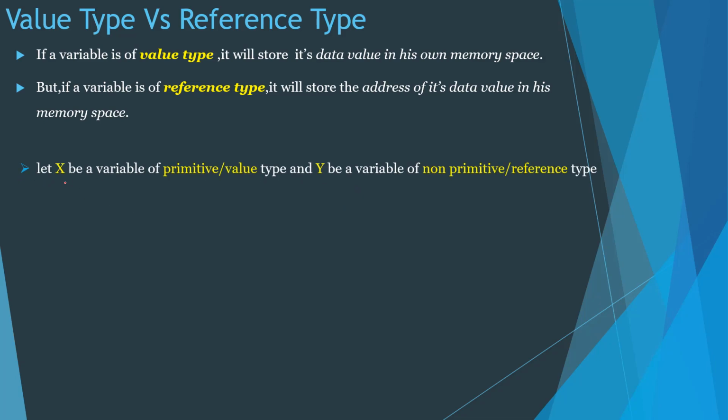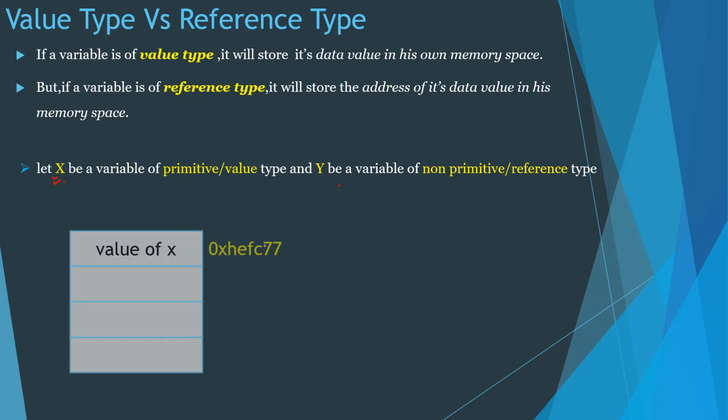Consider we have two variables, x and y, where x is a value type variable and y is a reference type variable. Let's look at x first. A value type will store its data value in its own memory space. That is to say, the memory allocated by the system for this variable will contain its value. For example, if the system allocates some bytes of memory for x, that memory will actually contain the value of x. Simple. So x is the alias for this memory location.